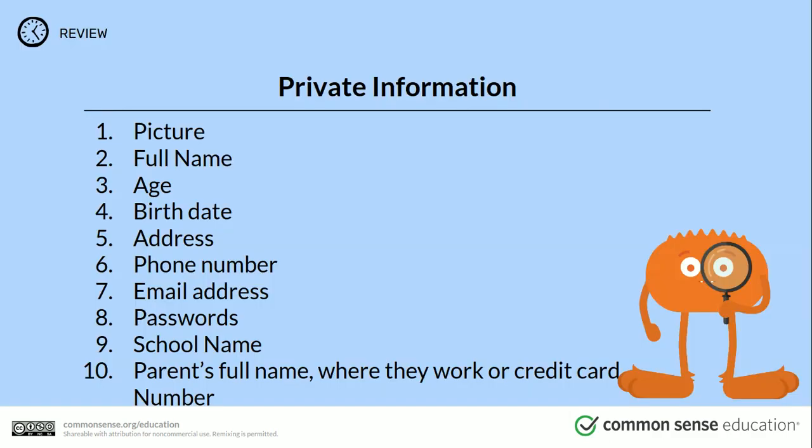So some information that you would want to keep private, that you wouldn't want to tell anybody, would be a picture of your face. That's private information. Your full name, which is your first and last name. How old you are, your birth date, your address, your telephone number, your email address, or your parents' email address, passwords, your school name, your parents' full name, where they work, or a credit card number. This is all private information.